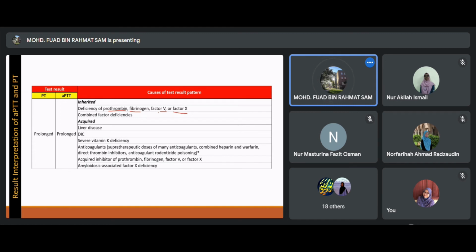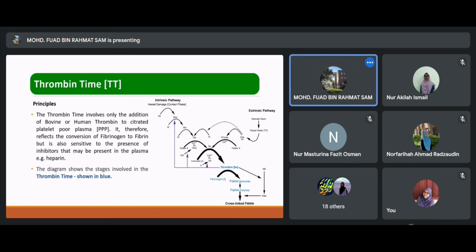Okay. Now we're done with the PT, we're done with the APTT. Now we go to the TT, which is the thrombin time. Okay, you guys need a break ataupun kita boleh proceed lagi?